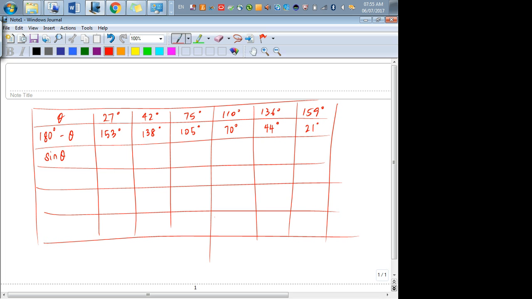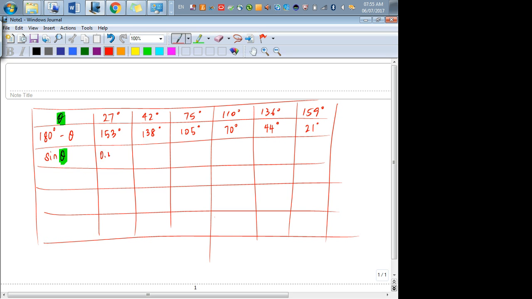We are not going to draw triangles. We're not going to use accurate drawing in order to find out what sine theta is. We're just going to use our calculator. Sine theta will be referring to sine of the first row. So let's use our calculator and find out what those are. Just leave your answers in 5SF first.